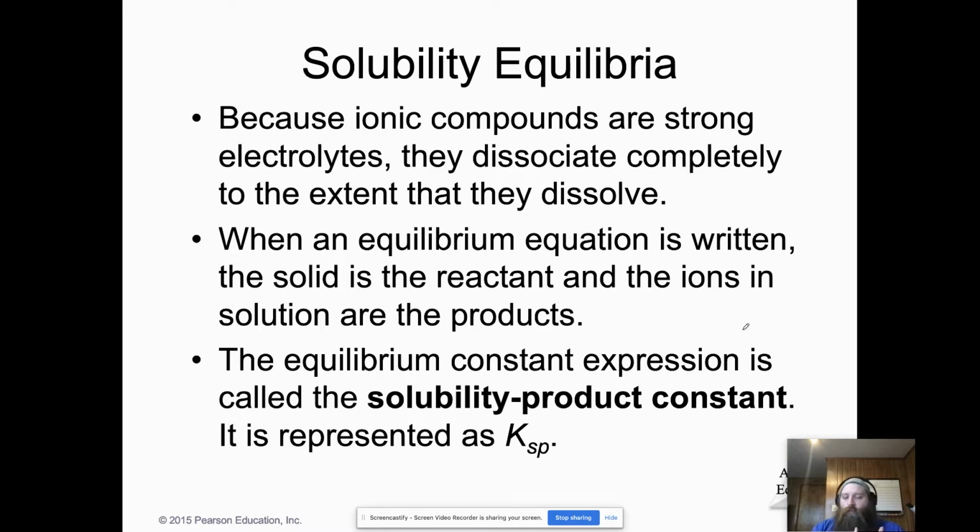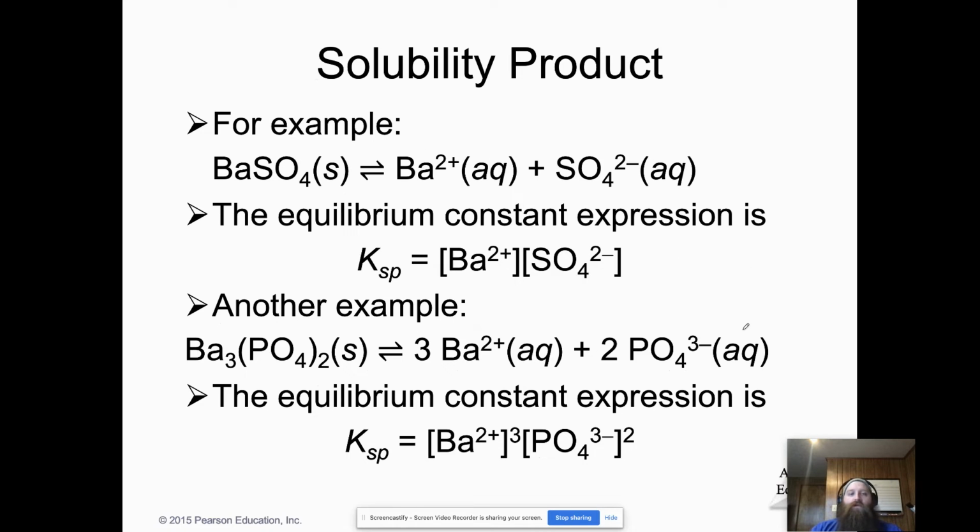We've seen this before. What's new is now we're going to take that and use it to write Ksp. So we've had Ka, we've had Kb, we've had Kw, we've had Keq. Now we're going to have Ksp. And Ksp is going to be the solubility product constant. So let's look at one of these.